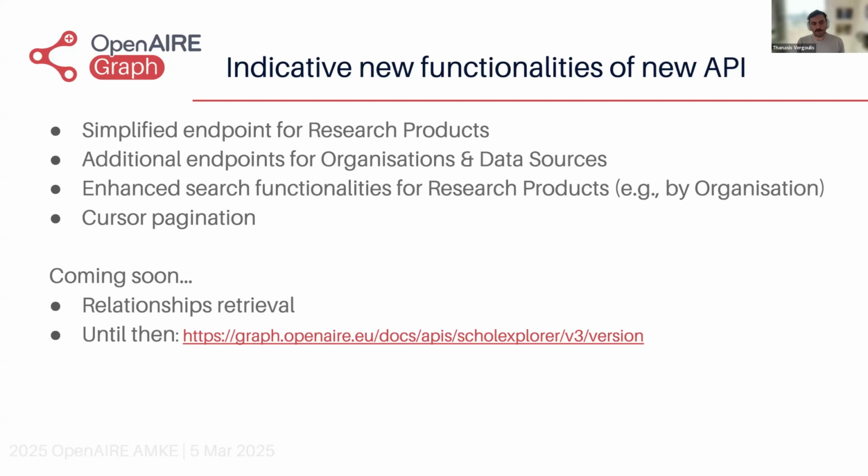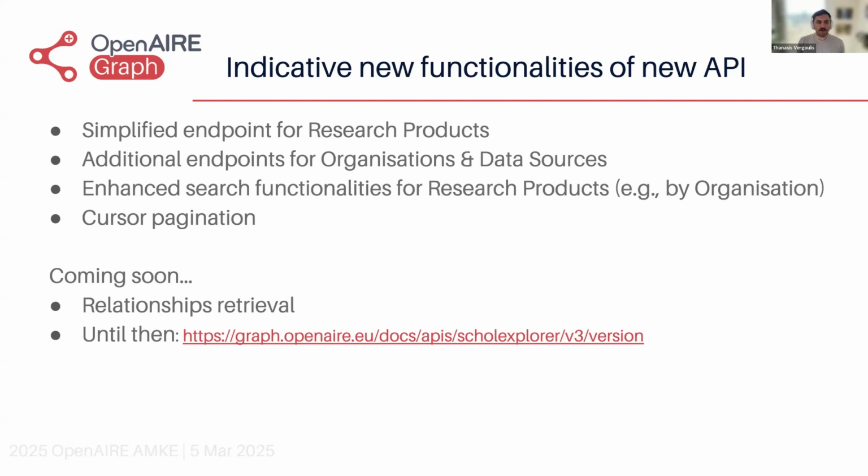But even now, it is possible to get this kind of relationships like citations from the Scholar Explorer API. This is another API that is provided by OpenAIRE. It is focusing on relationships, and it has been also updated very recently to provide all types of relationships that are included in the OpenAIRE graph. So if you are interested in this type of information, you can also use that API as well.